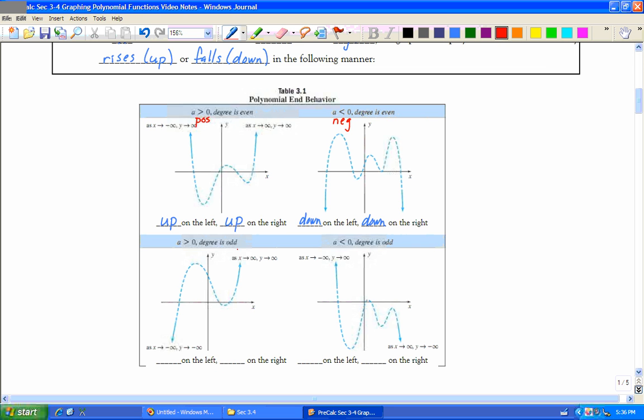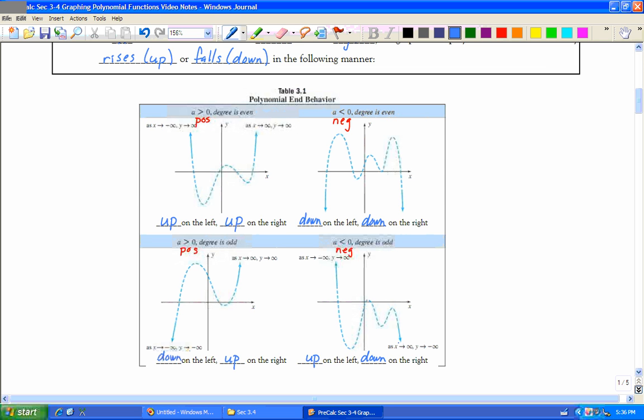Okay, let's look when our degree is odd and our leading coefficient a is greater than 0, which means positive. And you can see from the graph that they're going in opposite directions. So on the left, we're going down, and on the right, we're going up. And then if our leading coefficient is negative, which is less than 0, and our degree is odd, things are going to flip around, and now we're going to be going up on the left and down on the right.